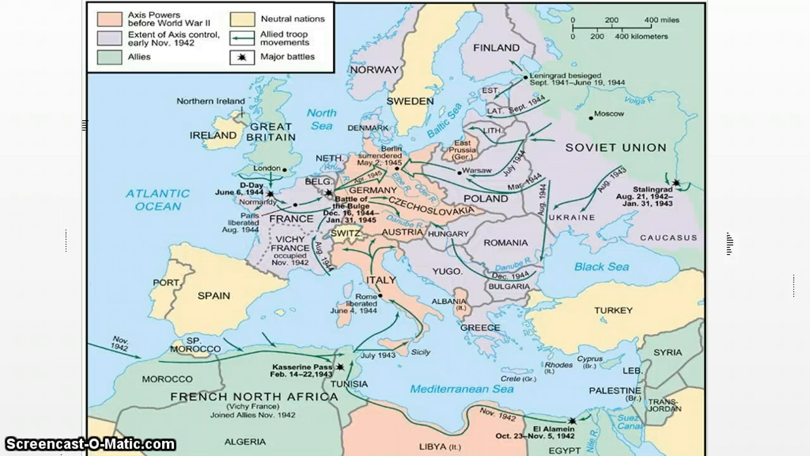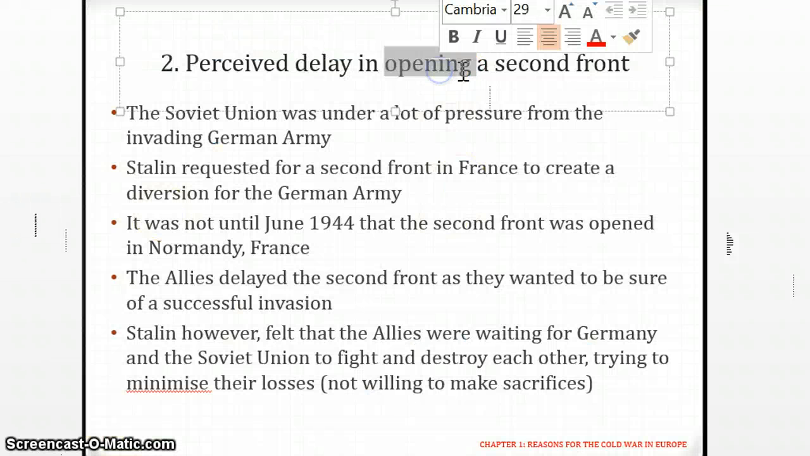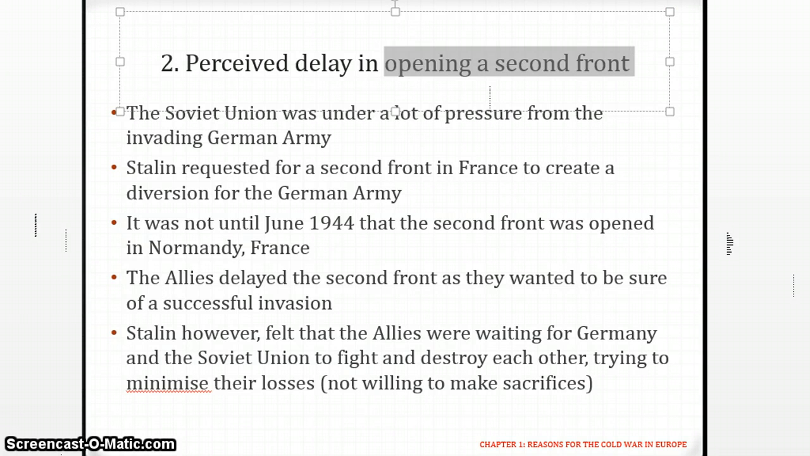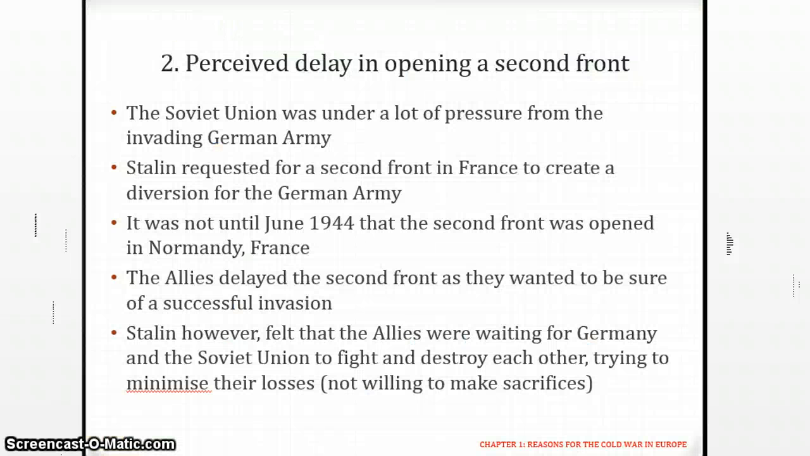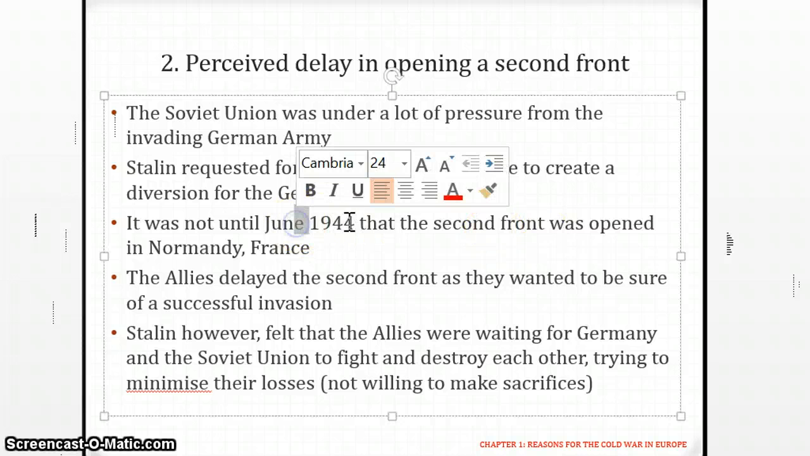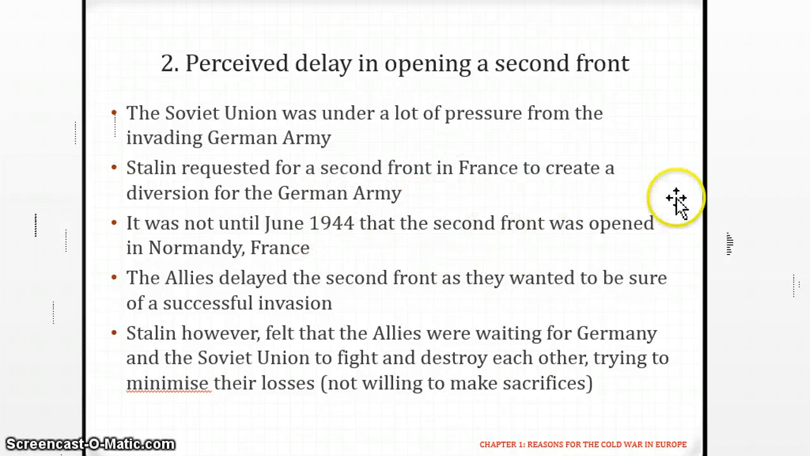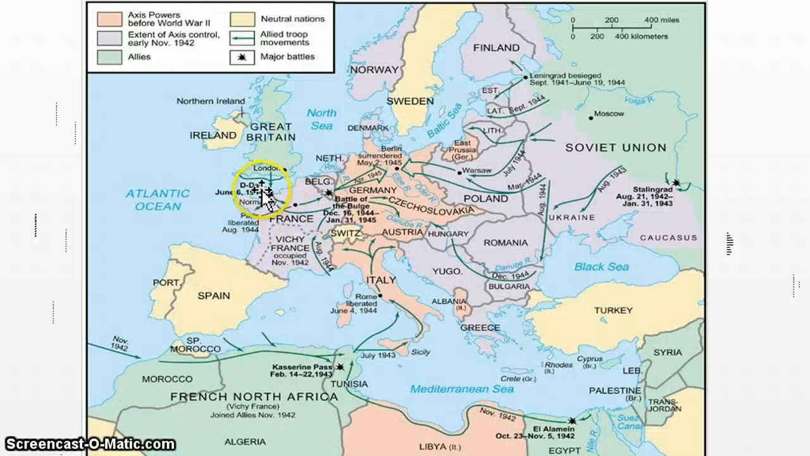So the technical term for this is the opening of a second front. The second front being the one over here, the first front being here. The opening of the second front would actually ease the pressure on the Soviet Union because Hitler's attention would be directed over to the other side. Now, Stalin has actually requested this second front long ago, but the second front was only opened in June 1944, and that's actually the very significant day called D-Day.